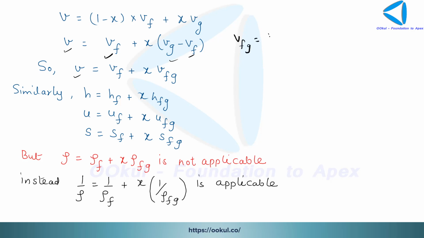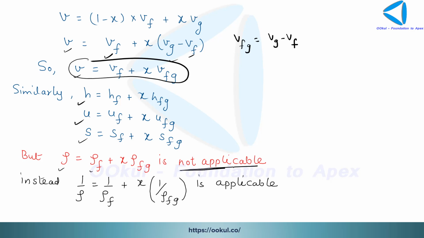Vfg is nothing but Vg minus Vf. Okay, so this is for the volume we have calculated. For the other quantities such as enthalpy, internal energy, entropy, similar relations hold. That is H equal to Hf plus x Hfg, U equal to Uf plus x Ufg, S equal to Sf plus x Sfg. But please remember that rho, that is the density, rho equal to rho f plus x rho fg is not applicable.